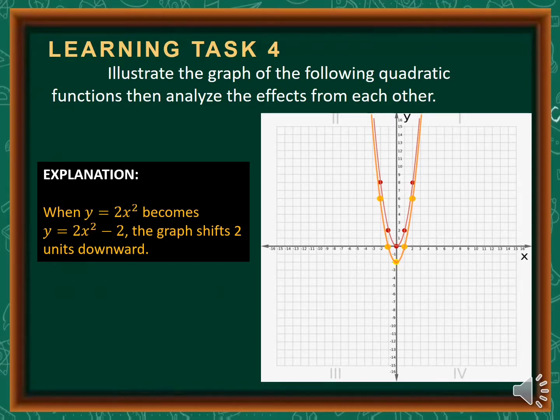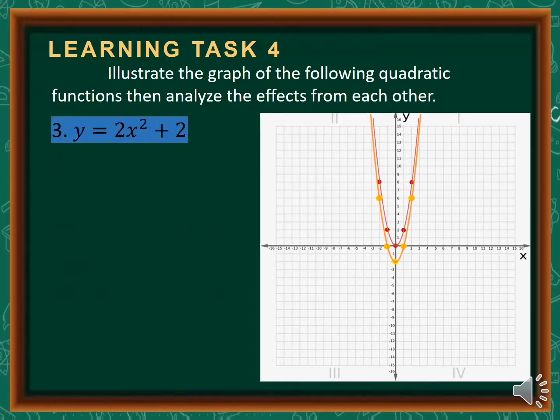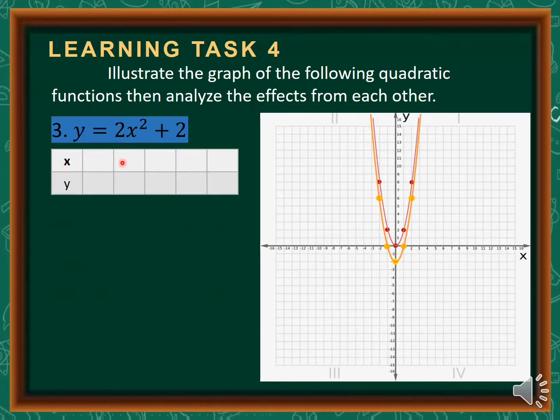Next, number 3. Our given quadratic function is y is equal to 2x squared plus 2. So, what happened naman? From negative 2, naging positive 2. Ang naidagdag na constant kay y is equal to 2x squared. So, what are we going to do? Again, let us complete the table, this set of table. Hanapin muna natin si h and k.